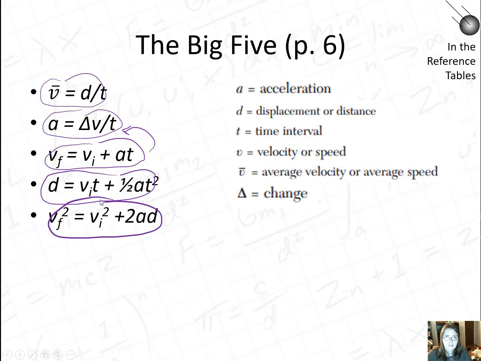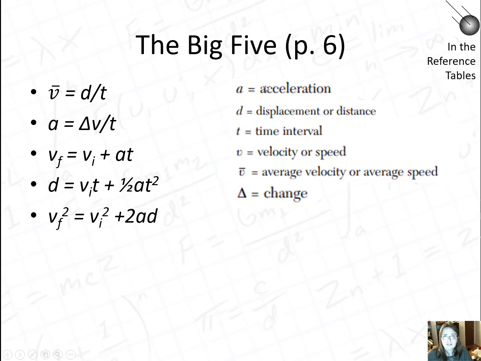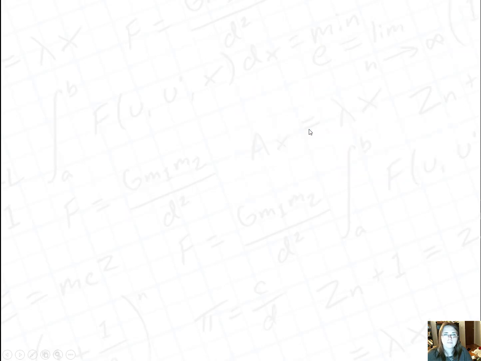And then we have the final velocity squared is equal to the initial velocity squared plus 2 times acceleration times distance. If you notice on the right hand side, all of the symbols are listed here with their definitions, and that's true in the reference table too. These equations are on page 6 of your reference table at the very back.